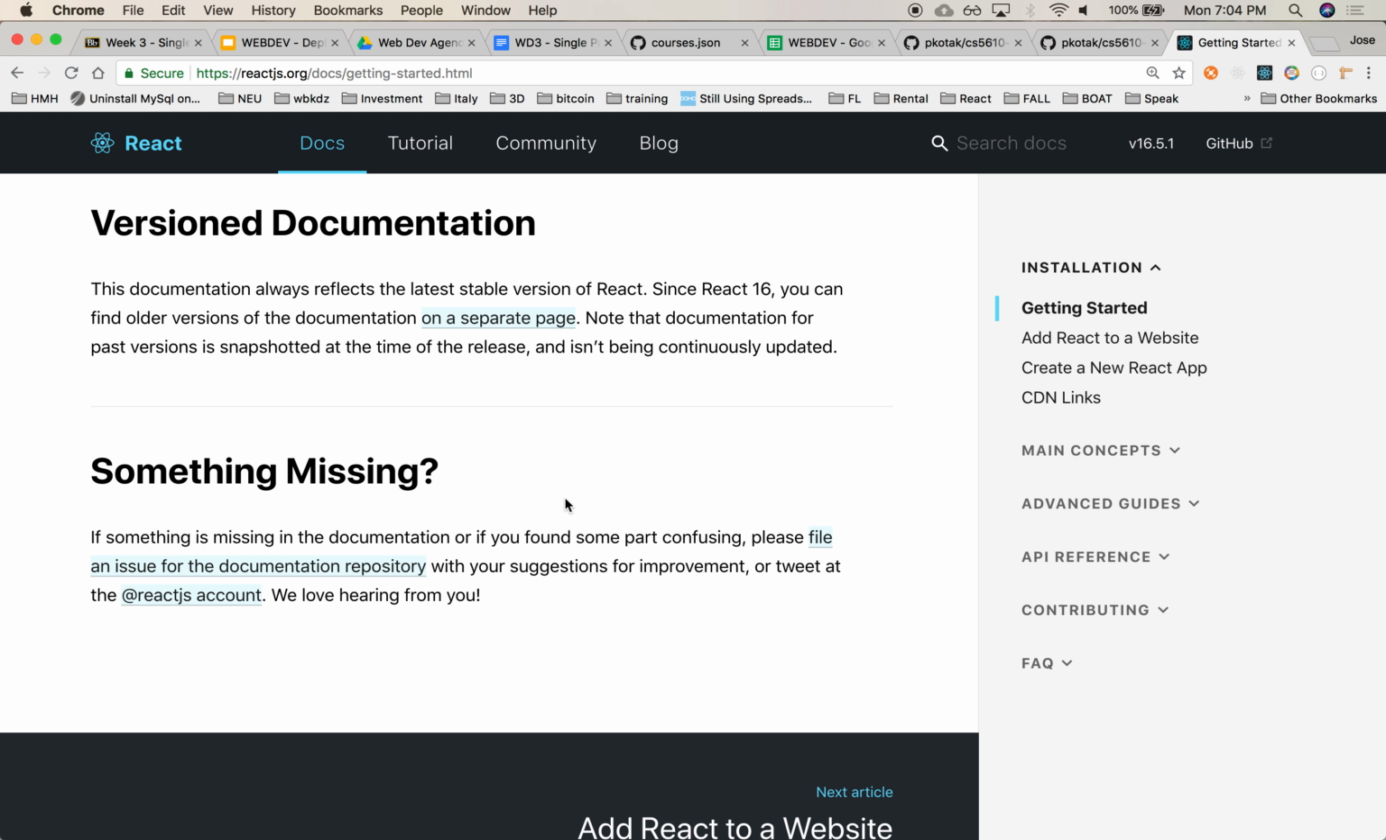Okay, make sense? So we're going to be introducing React. We're going to be using the Create React App tool. We'll be deploying it on Heroku and start coding away and talking about some of the features. All right, excellent.